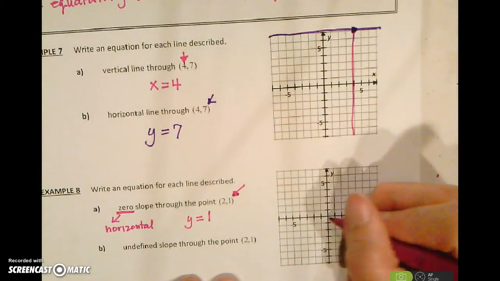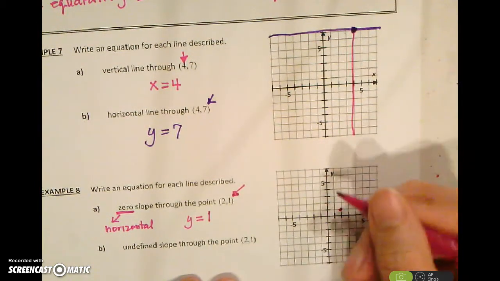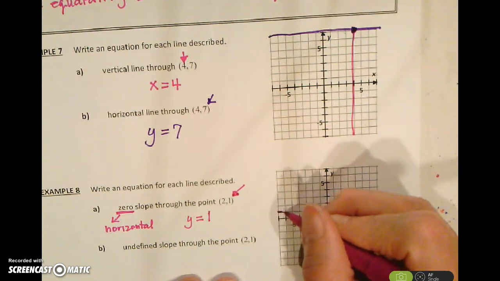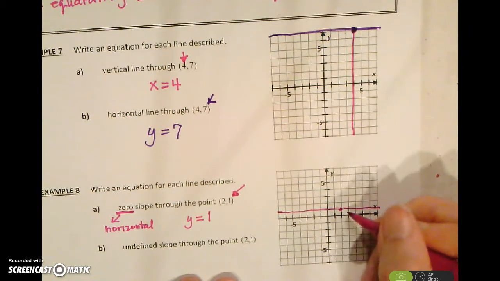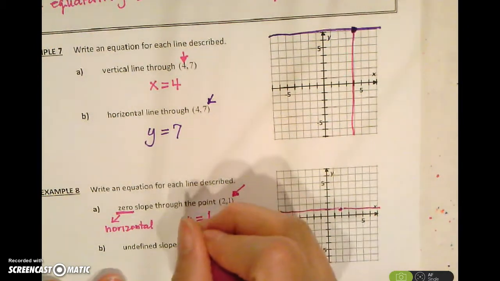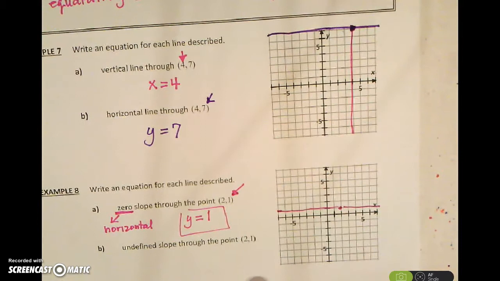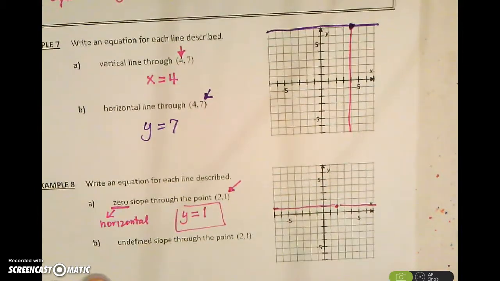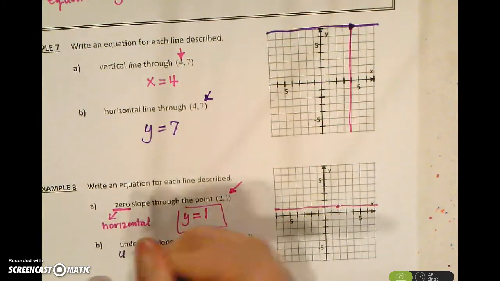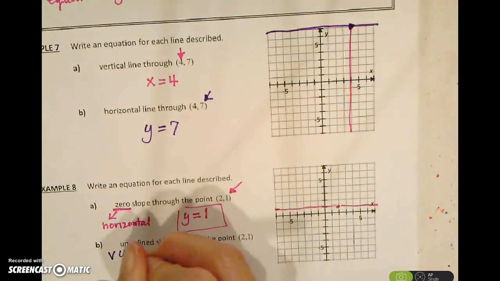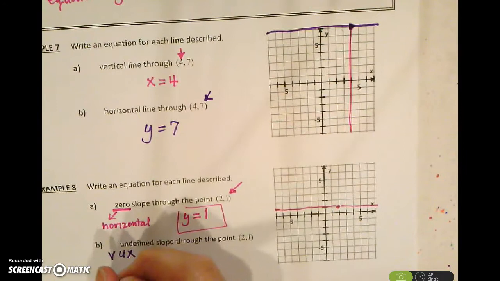So the point (2, 1), which is here, it's horizontal. There's my 0 slope right there. So that's that. You can see all the y values are 1. So this is my answer. And then B, an undefined slope. So again, there's my U, which makes me think of VOX. So that is a vertical line.